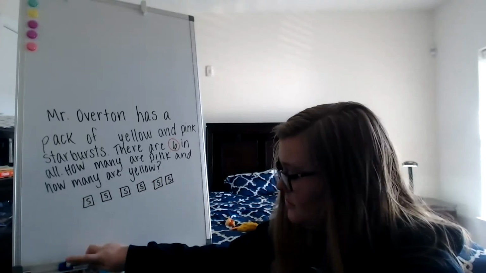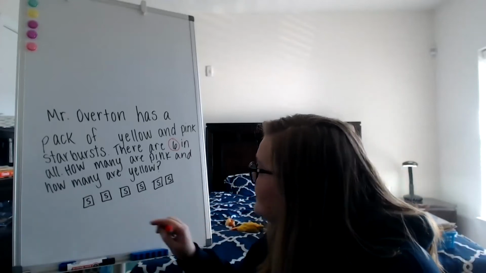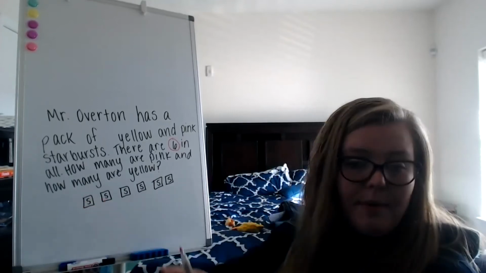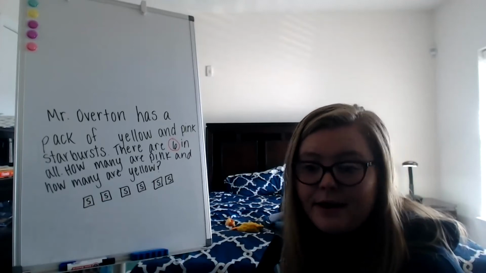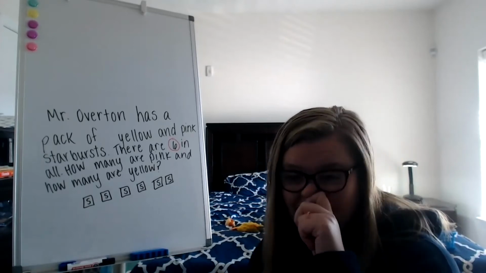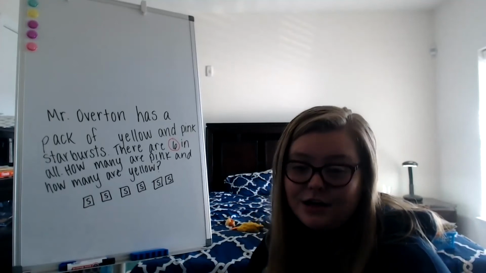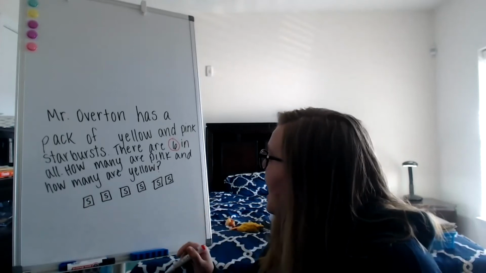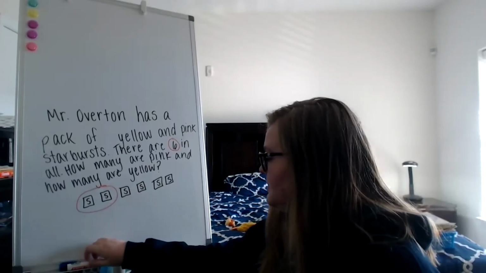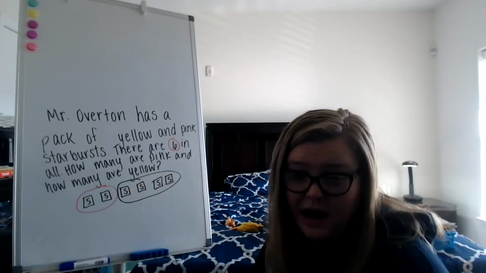So what I'm going to do is, since we have the total number, we have six. Now all we have to do is pick a certain amount to be pink and a certain amount to be yellow, because as long as you have six starbursts and two different colors, that can be your answer. So that's why I say there could be more than one answer in this problem. So I'm going to pick two are pink and four are yellow. That's just what I chose.